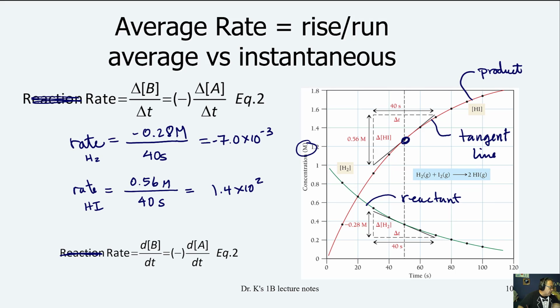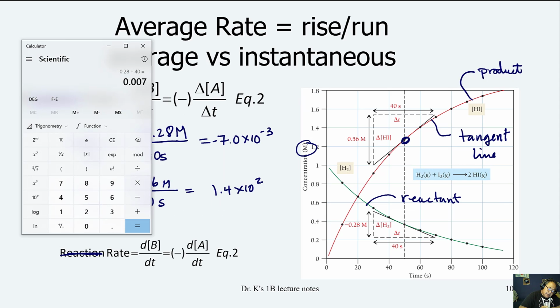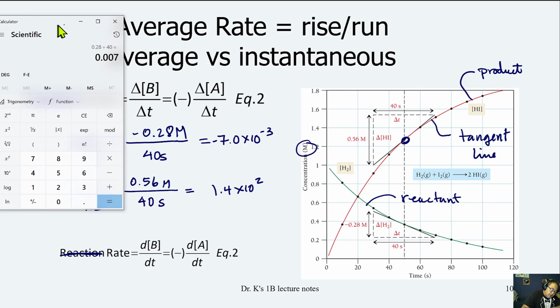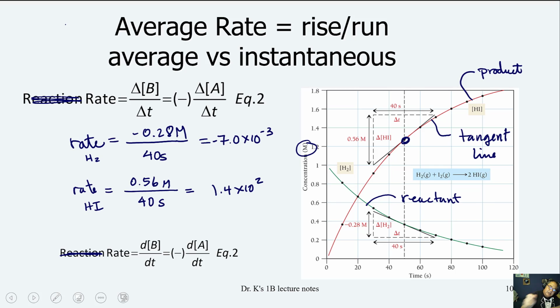And so that's going to come out to 1.4 times 10 to the minus 2. And I'm guessing, let's go ahead and pull the calculator out, and I'll tell you why I think it's that in a second. So that's going to be 0.56 divided by 40. Yeah, 1.4 times 10 to the minus 2. I just did the scientific notation conversion in my head. The units for both of these are in molarities per second. Okay, good.